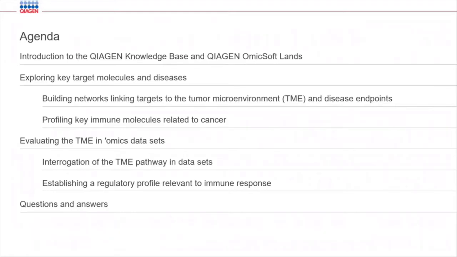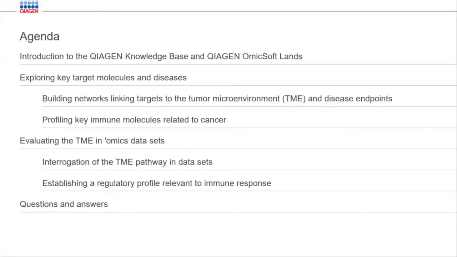The second part of today's session will focus more on how we can evaluate the tumor microenvironment by bringing a more formalized expression-based data set into IPA. There are two ways to do this. One is going through the pathway analysis section of IPA to explore what pathways are changed, in particular the TME, and how the changing molecules in that pathway might influence the activity of the pathway as a whole, how it might drive certain functional endpoints within the pathway.